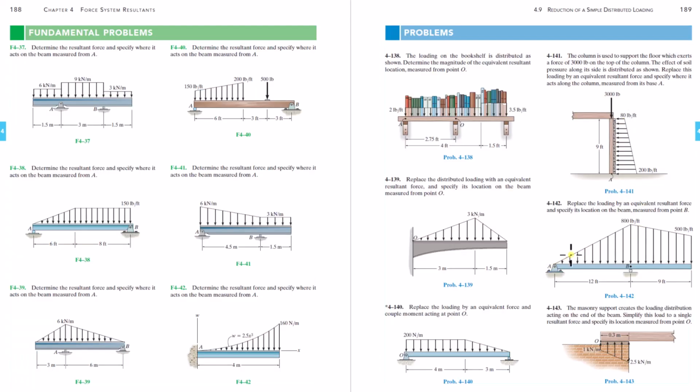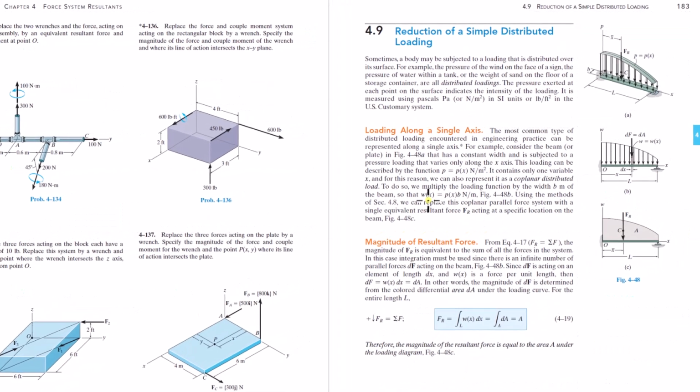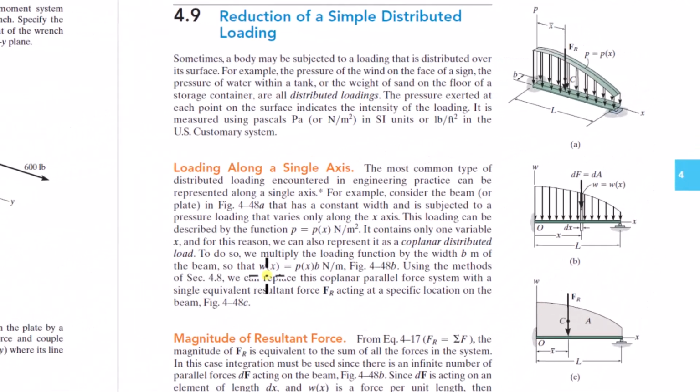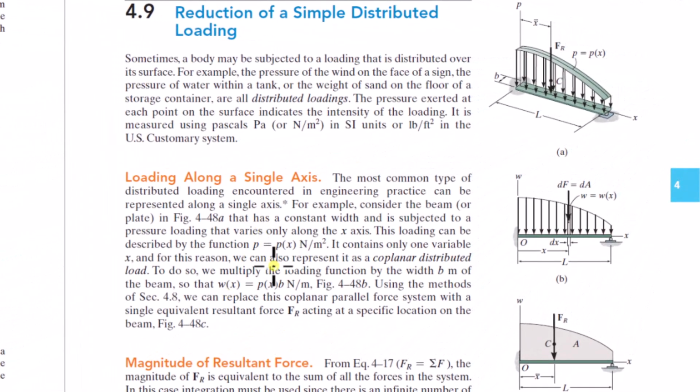This is how the distributed load is specified in a lot of cases in engineering for these 2D problems. So what is this coplanar distributed load? Well, if we look at the pressure distribution, in newtons per square meter, since the pressure doesn't vary in the Y direction, you can multiply it by the thickness to simplify the load distribution. So here the thickness is constant, B.